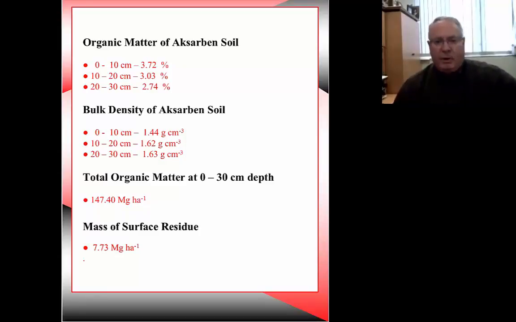It looked like there was quite a bit of residue out there on this no-till site, and there definitely was, and it turned out to be 7.73 megagrams per hectare. Not all of this 7.73 is going to be directly transferred to organic matter, but that at least gives you a number to tell you what a potential source of organic matter might be.